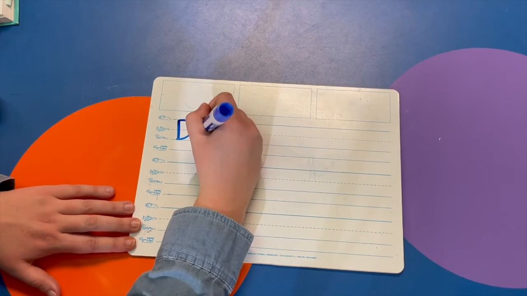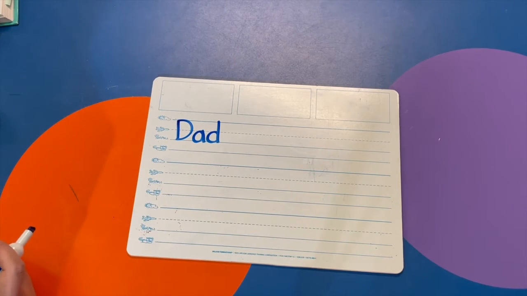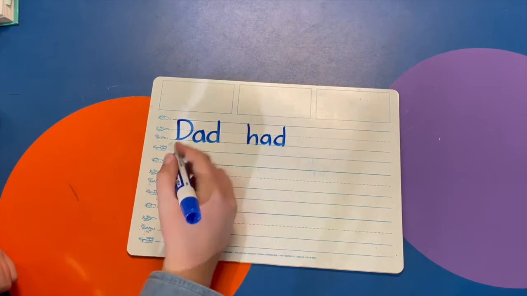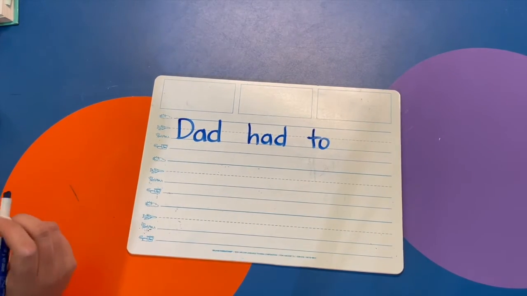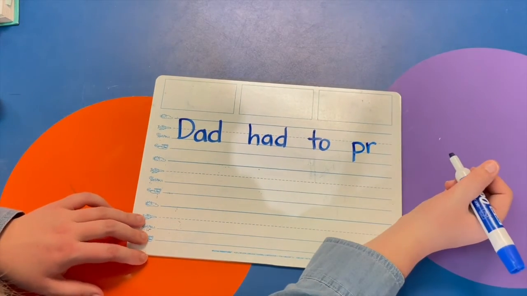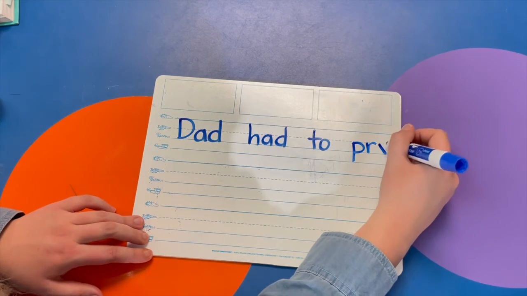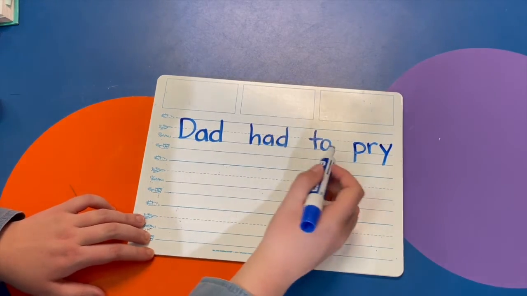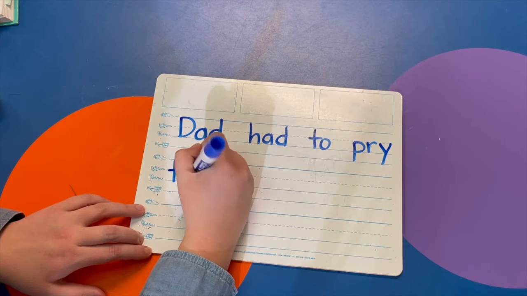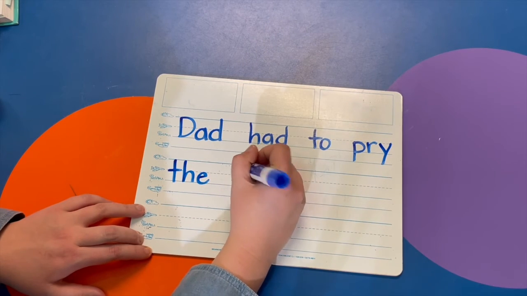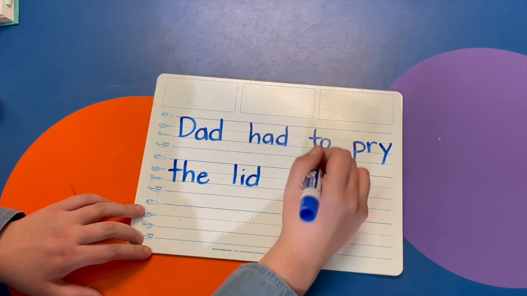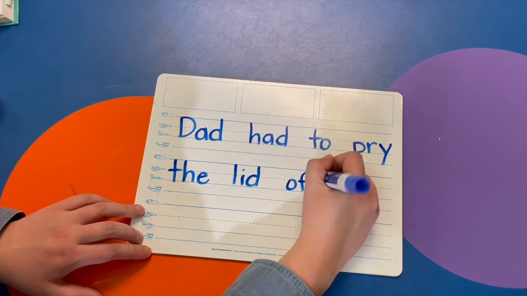Dad, remember to start with a capital letter. Dad had to pry. Hey, what letter could go there? Hey, we were just talking about Y acting like a vowel. Dad had to pry the lid off the large can. Off, remember it has a bonus F.